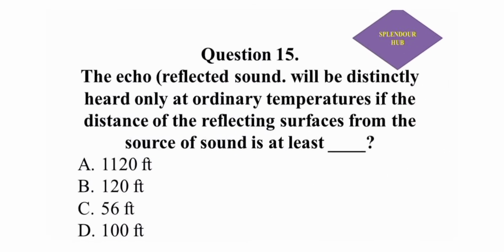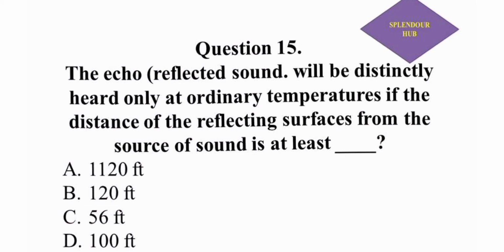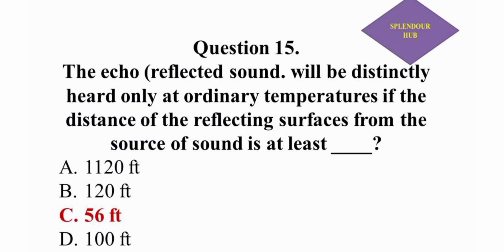Question 15. The echo of reflected sound will be distinctly heard only at ordinary temperature if the distance of the reflecting surface from the source of sound is at least option A 1120 feet, option B 120 feet, option C 56 feet, option D 100 feet. Answer: the echo of reflected sound will be distinctly heard only at ordinary temperature if the distance of the reflecting surface from the source of the sound is at least 56 feet.